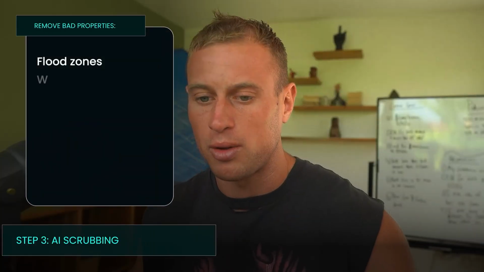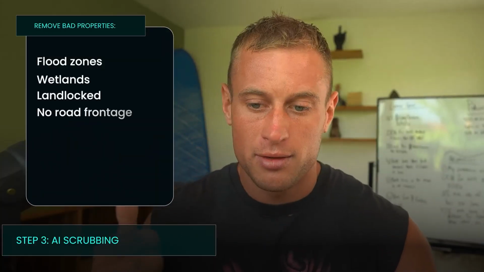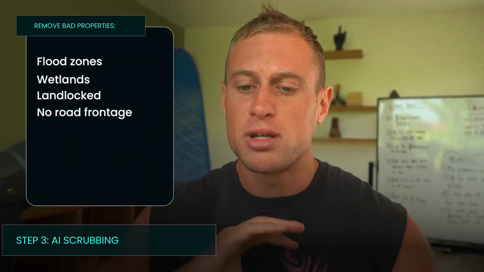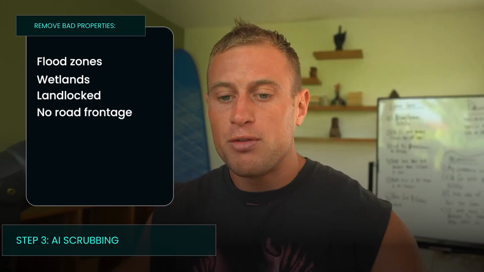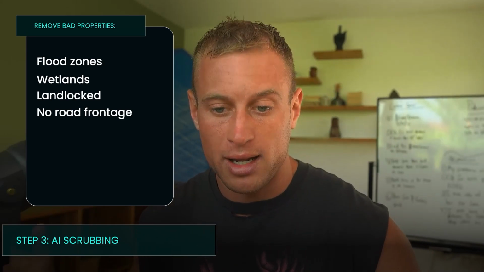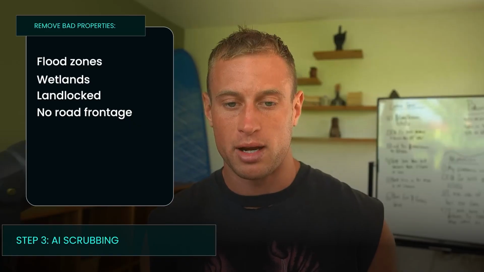Now, naturally, inside of Land Insights, we're going to use the AI scrubbing. We don't want to be calling properties that we would never want to buy. Flood zones, wetlands, landlocked, road frontage, you get the gist. That will remove about 40 to 50% of our data as well. So you can kind of get the theme here, okay? The theme is quality over quantity.